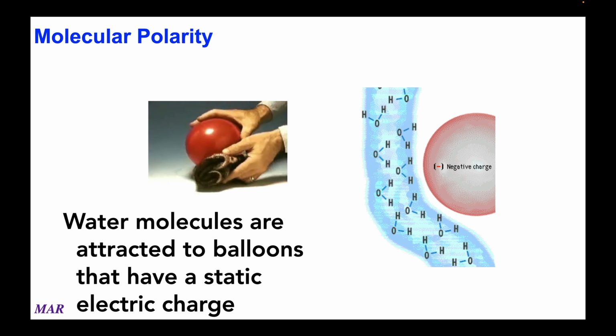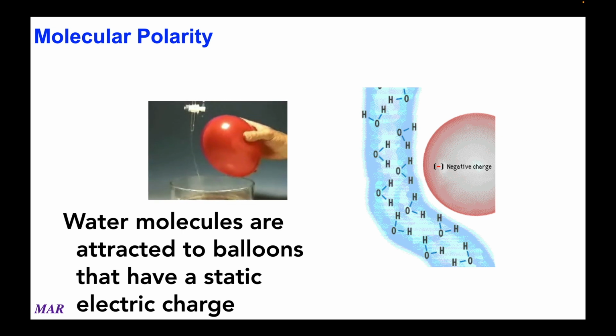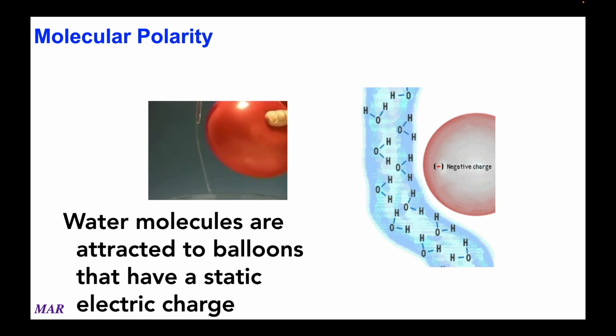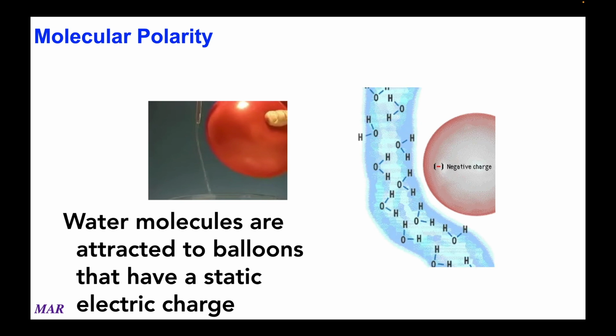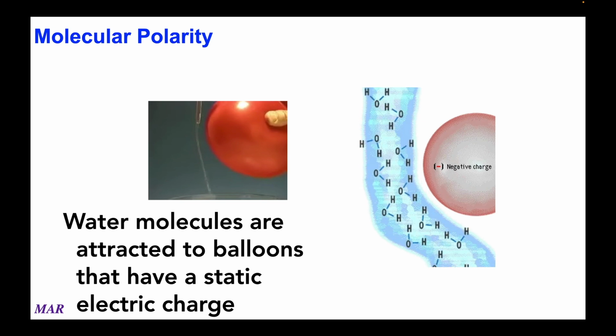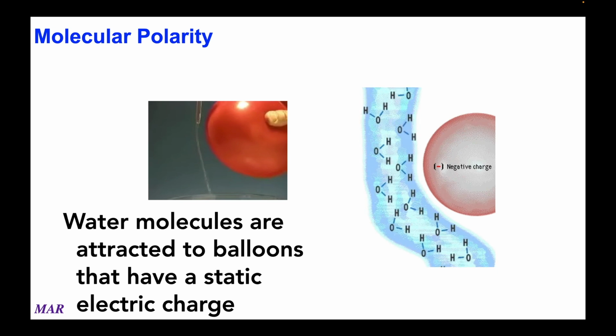When the balloon is rubbed with wool, the wool imparts a static electric charge to the balloon. When we place the balloon near the water, the stream is attracted to the balloon. The polar water molecules act as though they have an electric charge as well. Water molecules carry no overall electric charge, but they do exhibit polarity. The positively charged end of the water molecules and the negatively charged balloon attract each other.